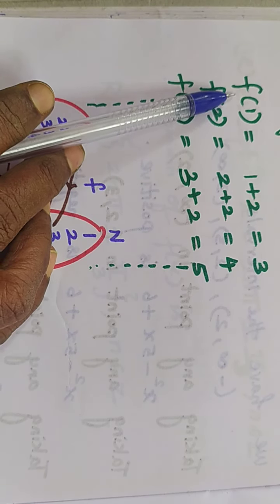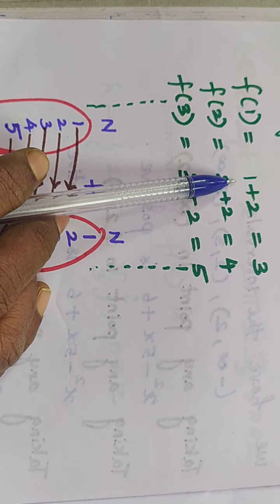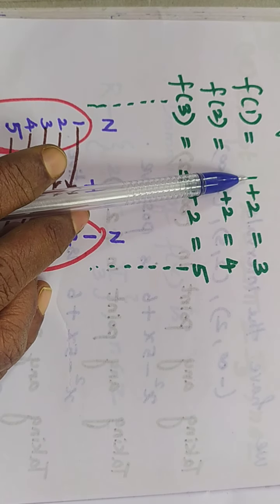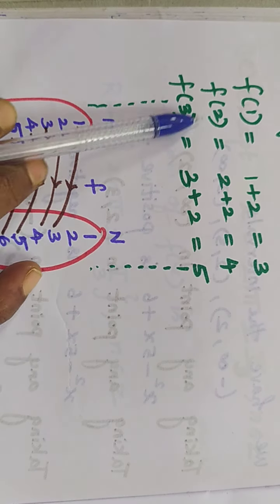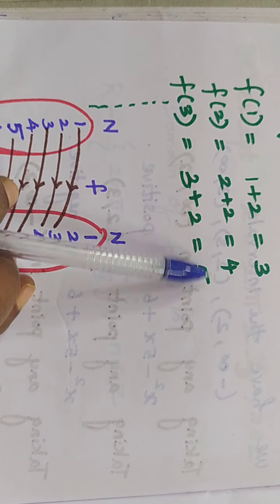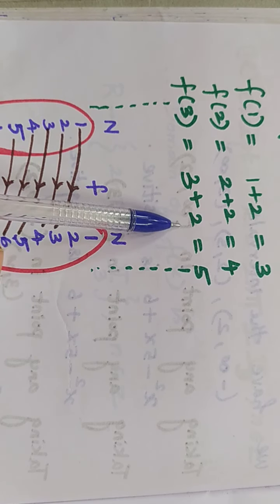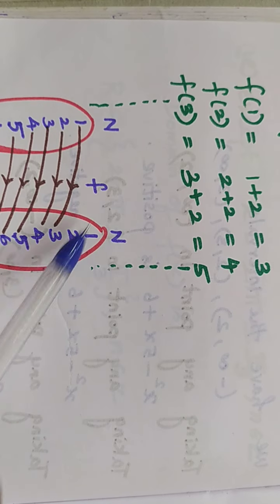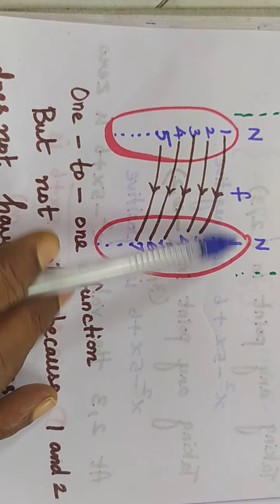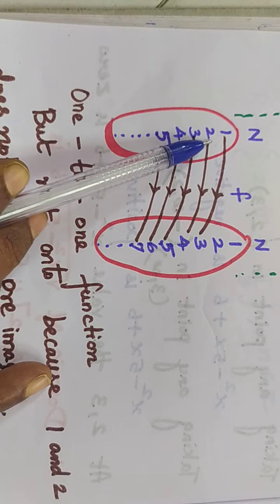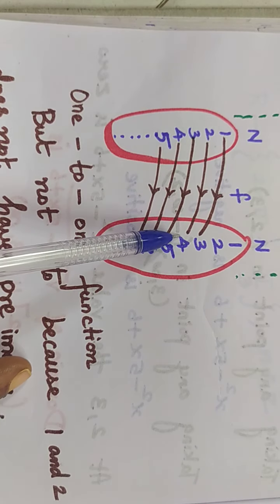First let us find f of 1. f of 1 is equal to, substitute 1 in the place of n. So you'll be getting 1 plus 2 is equal to 3. f of 2 is equal to 2 plus 2 is equal to 4. f of 3 is equal to 3 plus 2 is equal to 5. Like that it gets continued. So natural number goes to another natural number. You'll be getting 1 is related to 3, 2 is related to 4, 3 is related to 5, 4 is related to 6 and 5 is related to 7.